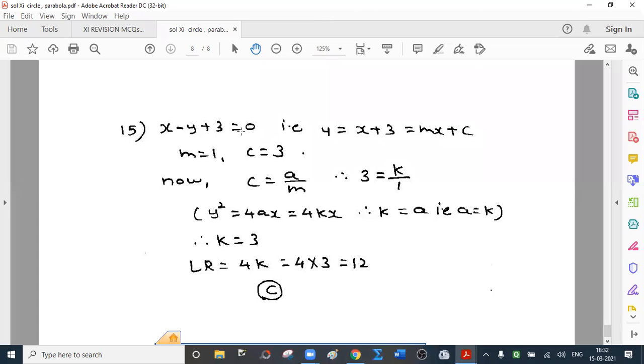See, x minus y plus 3 equal to 0 can be written as y equal to x plus 3. Why write as y equal to x plus 3? Because I have to compare this with y equal to mx plus c. So m is 1 and c is 3. So what is the condition for tangency? c is a upon m. So 3 is k upon 1, because a is nothing but k. Right? So that gives me k equal to 3. So the length of latus rectum 4k is 12. So the correct option is C.